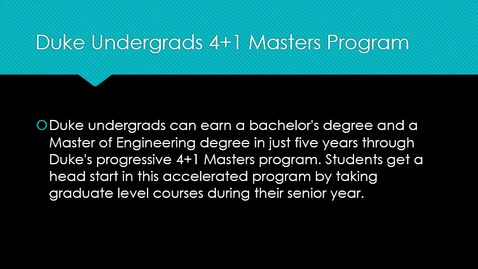Here I have Duke's undergrad 4+1 master's program, which is specialized for students in college who want to achieve a master's degree in a quicker span of time. So during their senior year, basically, they take graduate level courses, and then the year afterwards, which would be their fifth year in college, being their first in graduate, they complete the rest and they can have their bachelor's and their master's back to back.